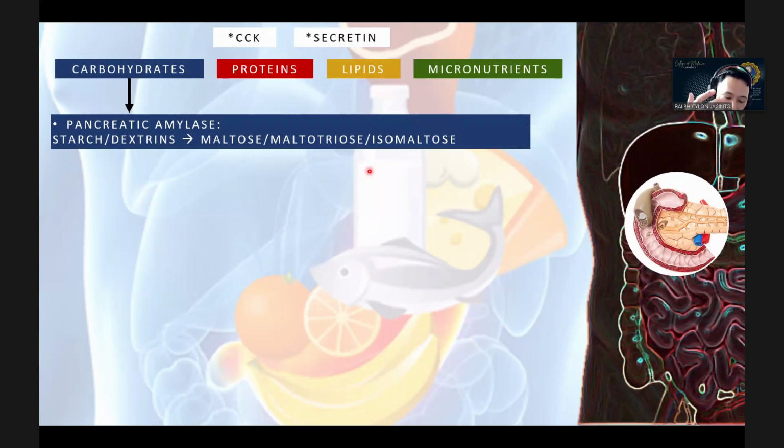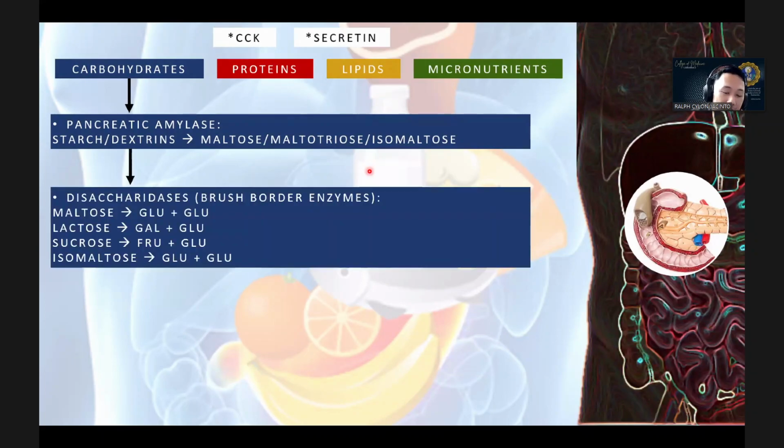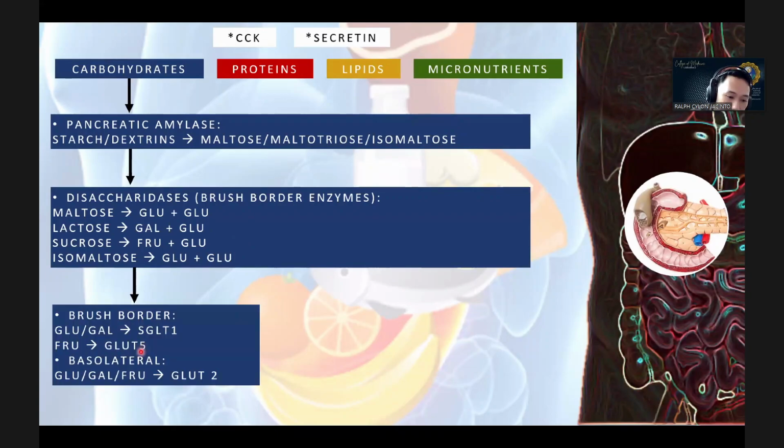So it would travel further down in the small intestine until it is acted upon by the brush border enzymes. Specifically, in the brush border, you have your disaccharidases. Okay? So these disaccharidases would act on your disaccharides, freeing up your glucose, galactose, and fructose. After which, since they are in their absorbable forms already, your glucose, galactose, and fructose will be absorbed.